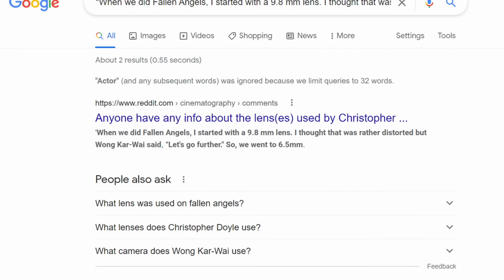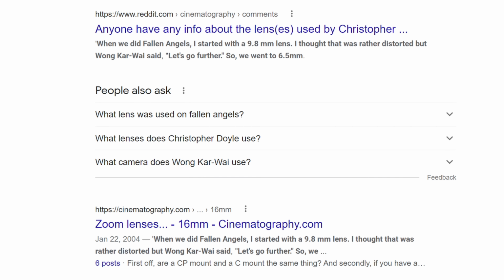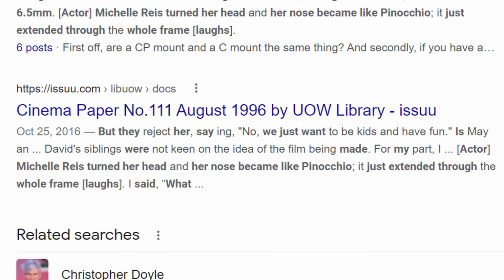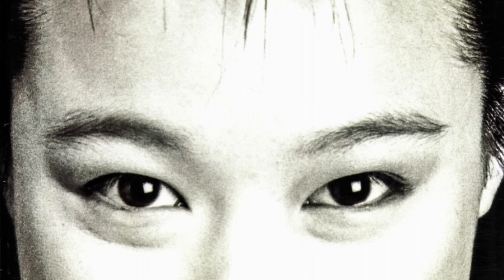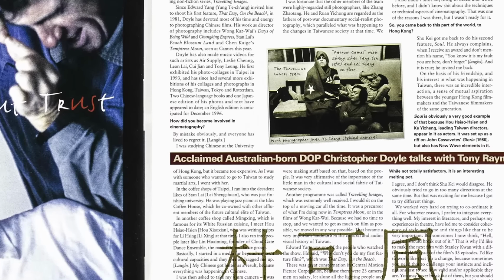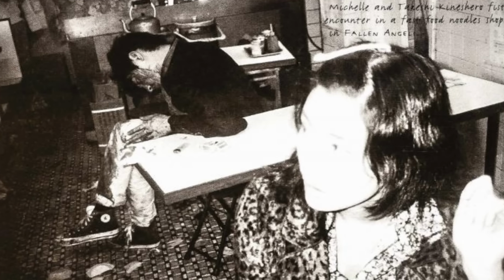Putting the full quote into Google frustratingly turned up nothing but the 2 forum posts I'd already found, but cutting it down to its less cited back half, one more result slipped in: a scanned archive of a 1996 issue of Australian film magazine Cinema Papers, featuring an interview with Christopher Doyle and the original quote in its full context.